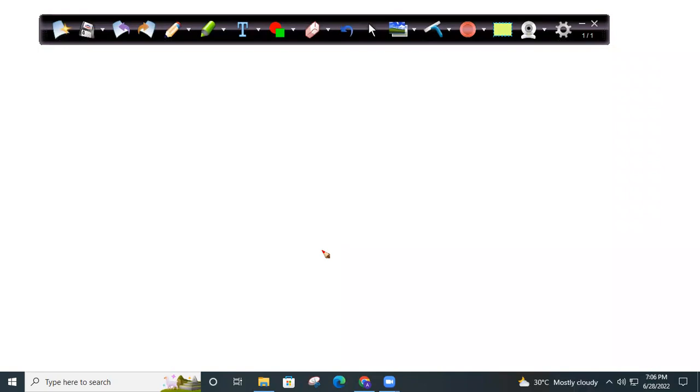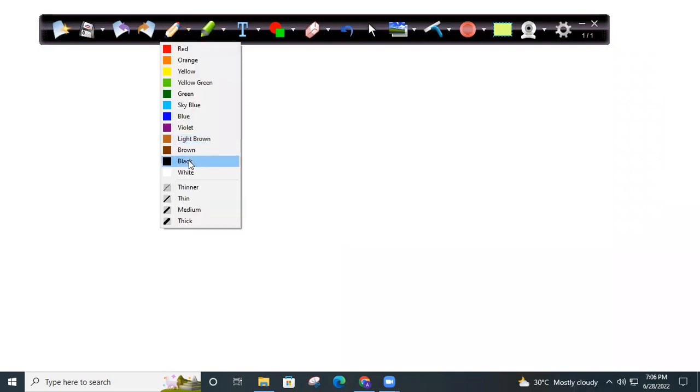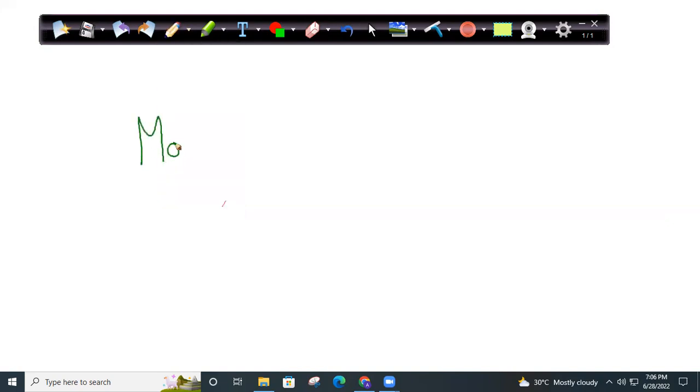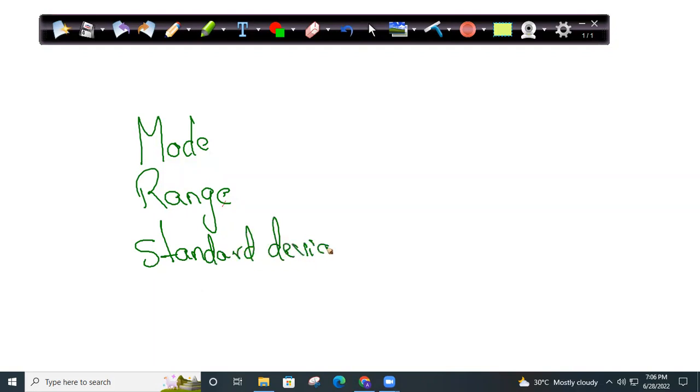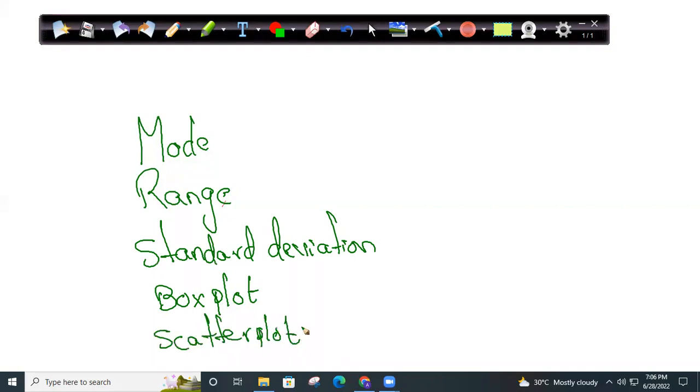The next things you are required to know when it comes to the SAT are mode, range, and standard deviation. All these concepts are most important. You should know about box plots, scatter plots, and random sample questions.